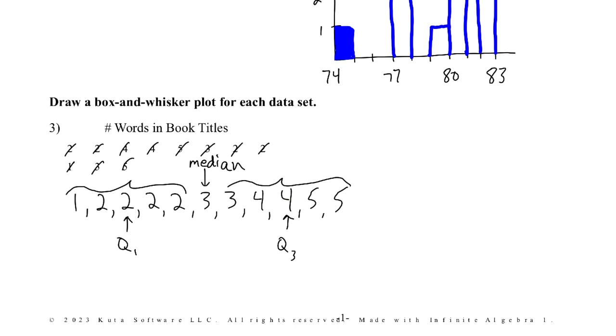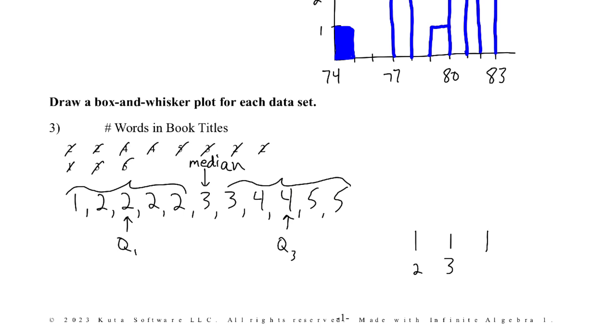So now we have our minimum data point, Q1, the median, Q3, our maximum. And we can draw that box plot. So I usually start drawing the median. That's useful. It seems helpful to me. The Q1 just has the number 2, and Q3 has the number 4.